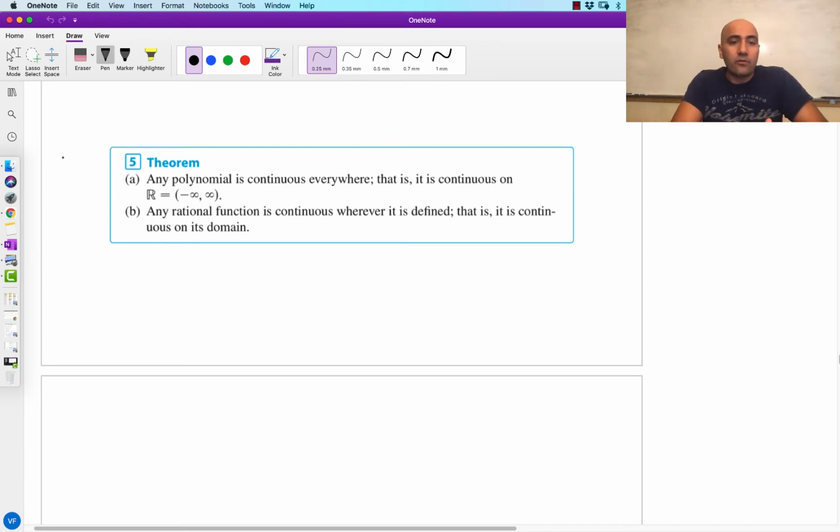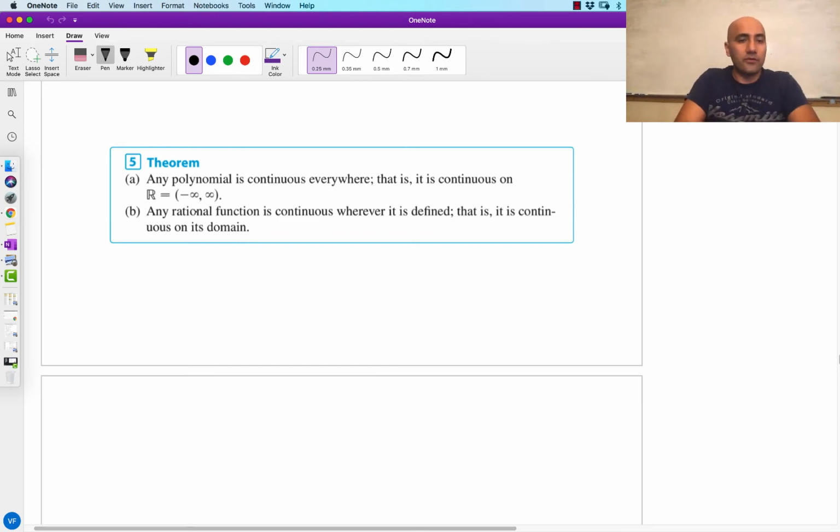In particular, a rational function is a fractional function. It's going to be a giant fraction where the numerator is a polynomial and the denominator is a polynomial. And all we have to be careful about is to make sure that we're not dividing by zero. So if we avoid the case where we're dividing by zero, then the rational function is continuous everywhere else.